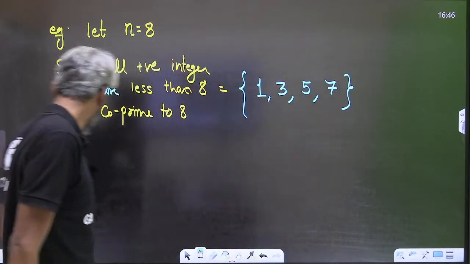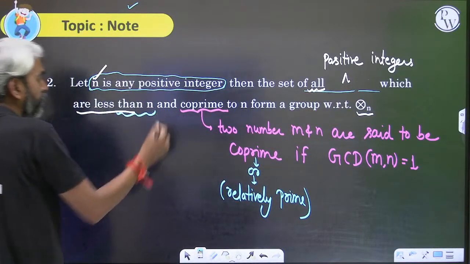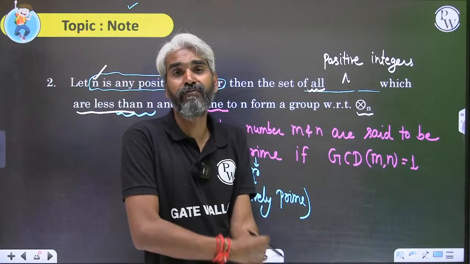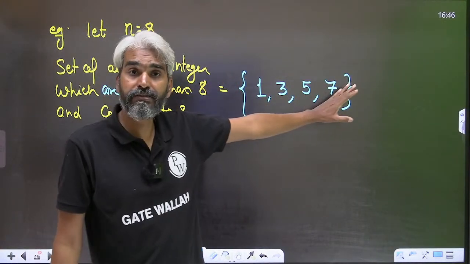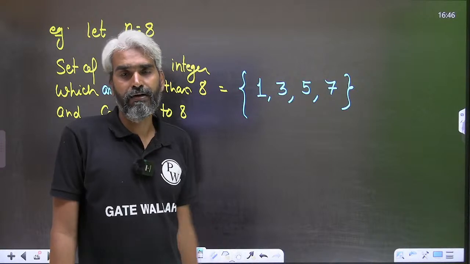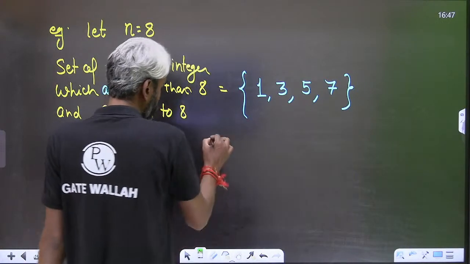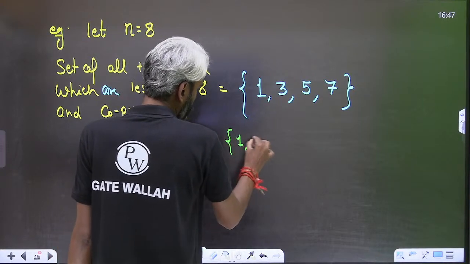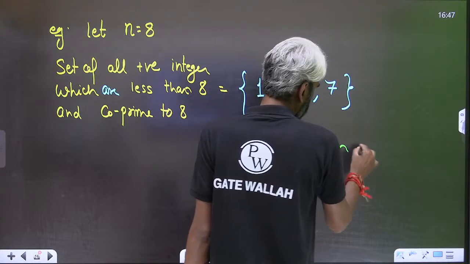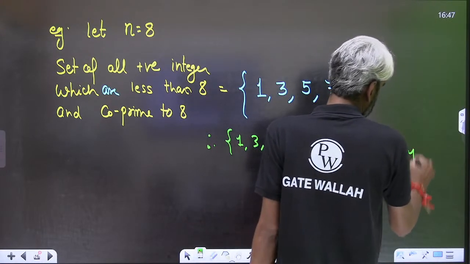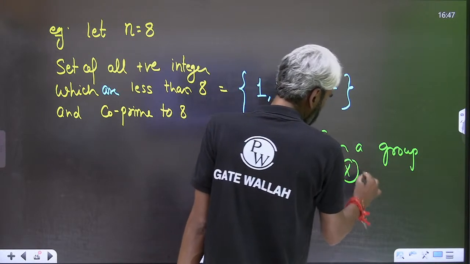Now 8 is not included because we are saying the set of all numbers which are less than n. So in the set we cannot have any number which is n or more than n. So this is the set of all numbers such that the numbers are less than n and co-prime to n. Therefore 1, 3, 5, 7 form a group with respect to multiplication modulo 8.